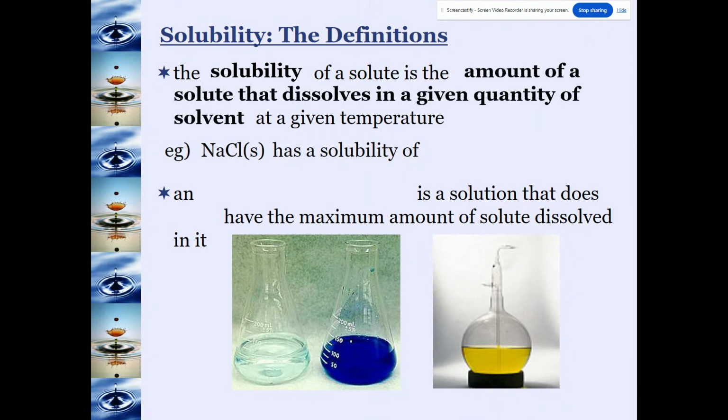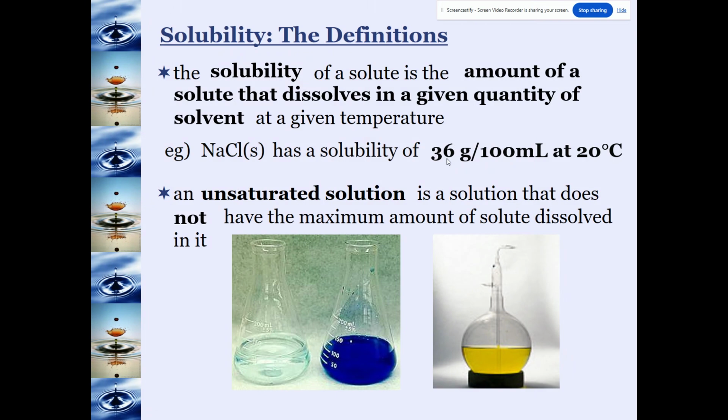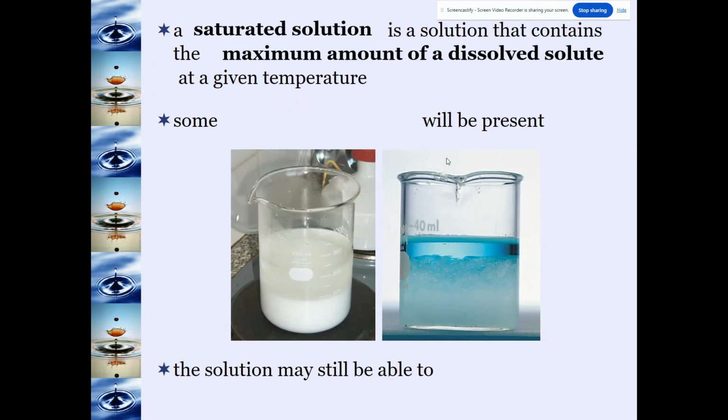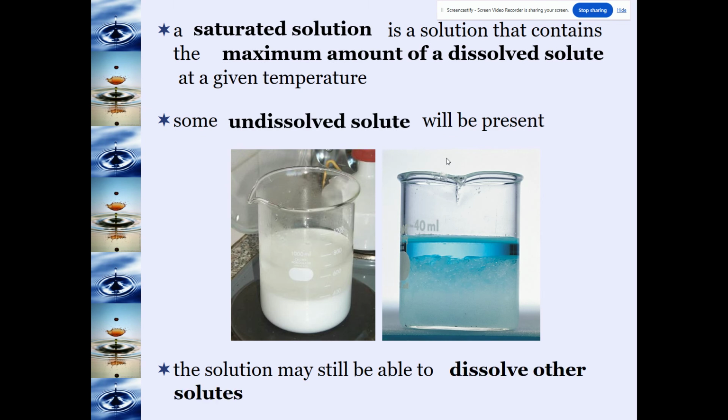So first of all, solubility is defined as the amount of solute that will dissolve in a specific quantity of solvent at a given temperature. For example, sodium chloride at 20 degrees Celsius, when you have a 100 milliliter volume of water, it will hold 36 grams. Now, if you make a solution that does not contain that maximum amount, it is called unsaturated. If a solution does contain that maximum amount, it is called a saturated solution.